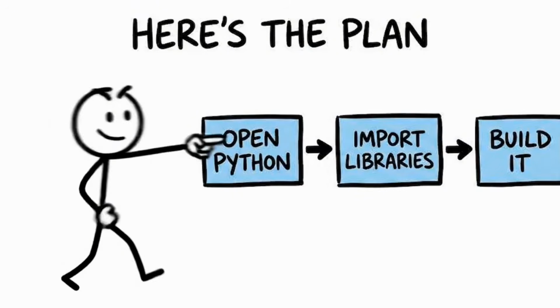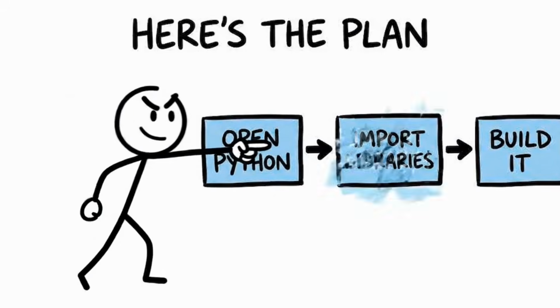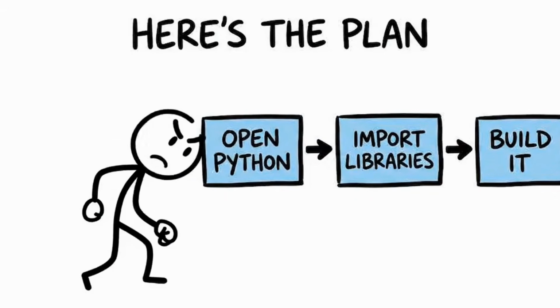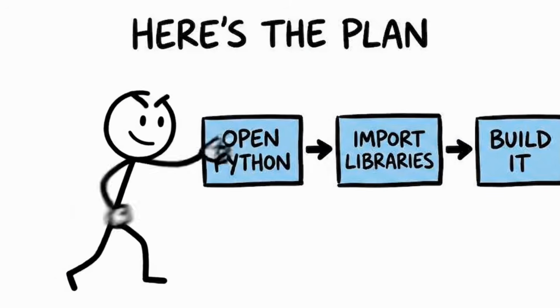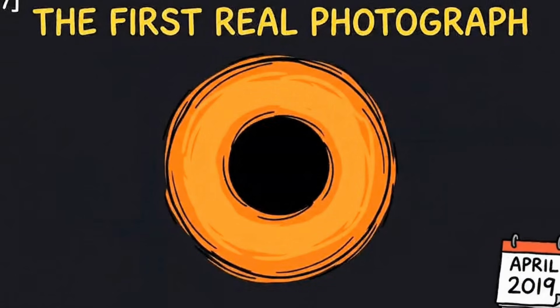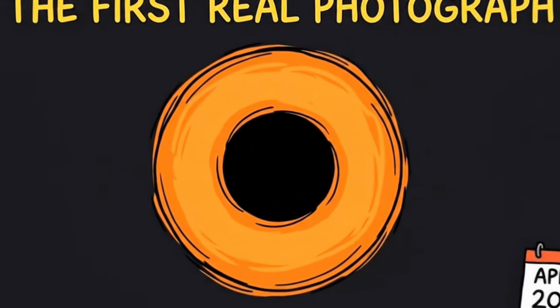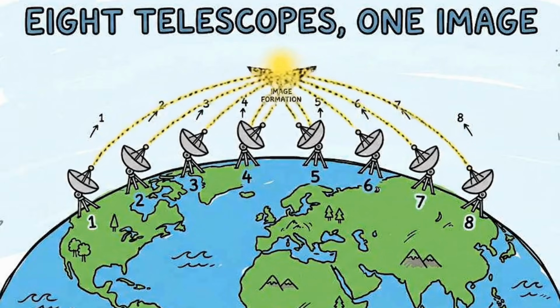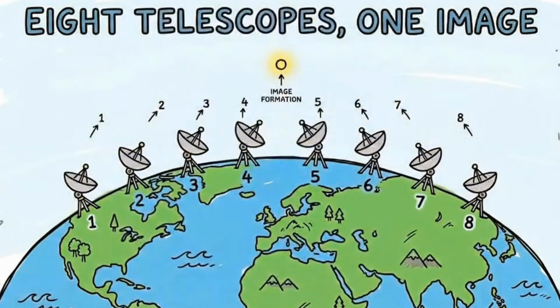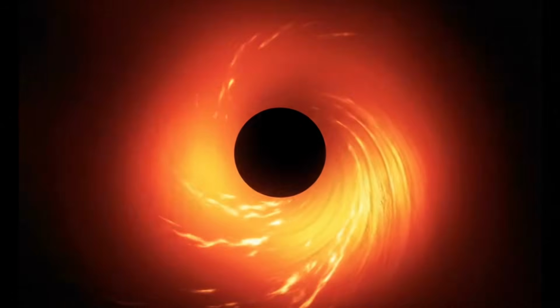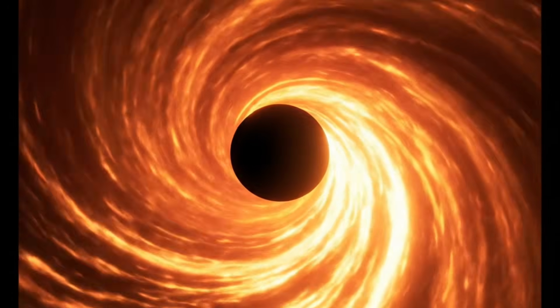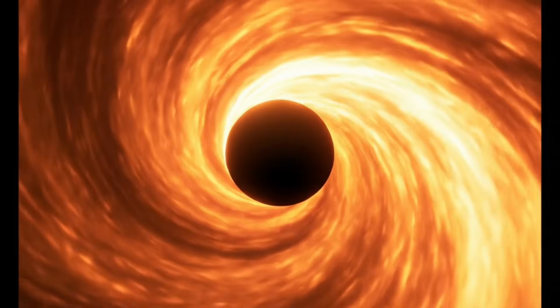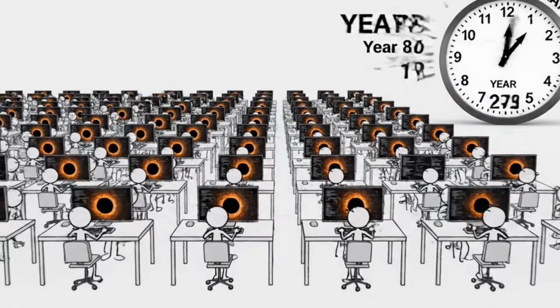So here is the plan. You are going to open Python, pull in 3 libraries, and build something that captures the visual logic of the very first real photograph of a black hole. That photograph was taken in April 2019 by the Event Horizon Telescope Collaboration, a network of 8 radio telescopes spread across 4 continents working together as one giant Earth-sized dish. The image they produced showed a glowing orange ring surrounding a dark core, exactly the visual you are going to recreate today. Hundreds of scientists spent years building that image.